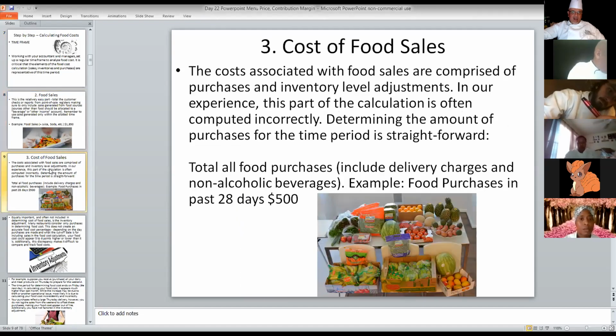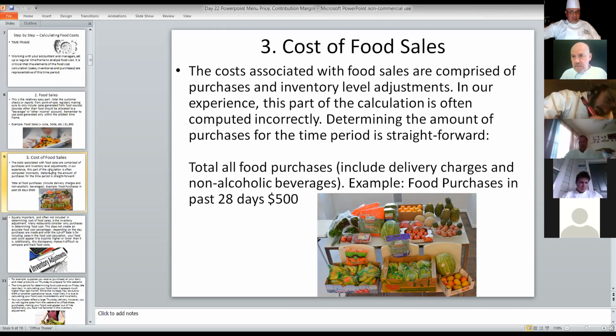Okay. Three, cost of food sales. The costs associated with food sales are comprised of purchase and inventory level adjustments. In our experience, this part of the calculation is sometimes computed incorrectly. Determining the amount of purchases for the time period is straightforward. Total food purchases, including delivery charges and non-alcoholic beverages. Example, food purchases in the past 28 days is $5,000. Everything that you bought for your restaurant that came in your back dock with invoices or receipts, log it in. And that's your cost of food sales.